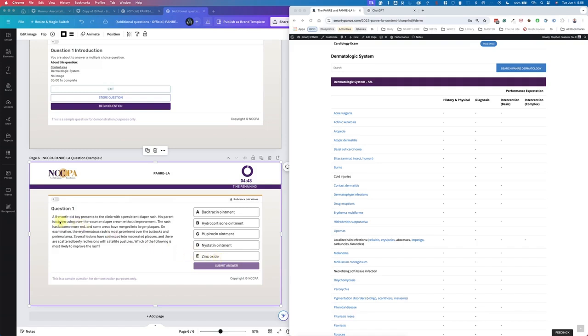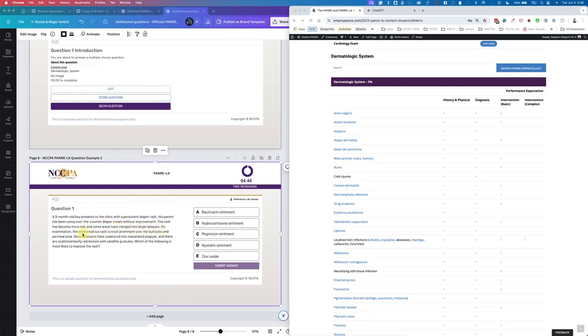Then I start by reading the first sentence of the vignette. A 9-month-old boy, we know we have a young boy, presents to the clinic with persistent diaper rash. So we know this is diaper rash. Let's read on. His parents have been using over-the-counter diaper creams without improvement. The rash has become more red and some areas have merged into larger plaques.